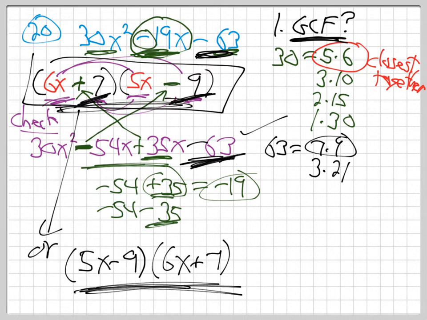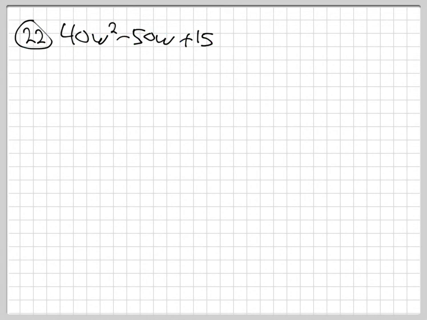They're both good. Okay, so here we are on number 22. This is a very important one. This one will be pretty tricky. What's the first step? GCF. Is there a number that goes into 40, 50, and 15? Yes. Here it finally is. And if we miss it, it's ball game over. Yes, there is.